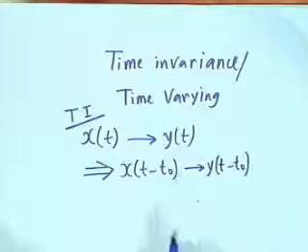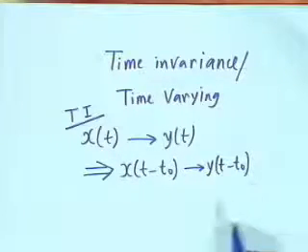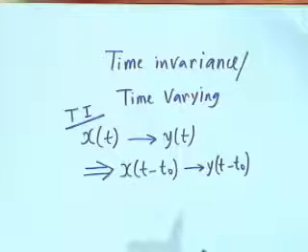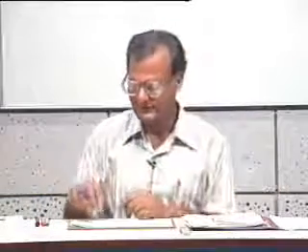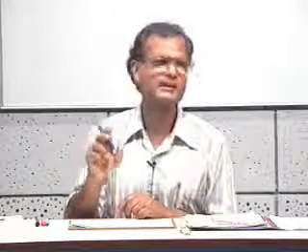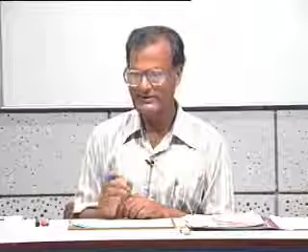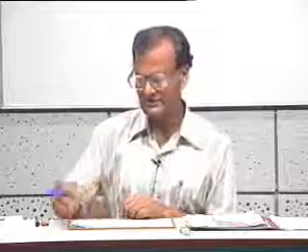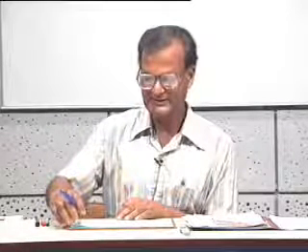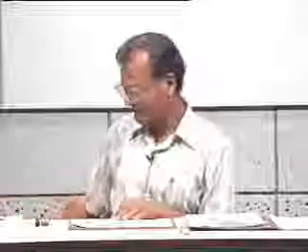Now qualitatively, what does it mean? It simply means that if you do not change the shape of the input, x of t versus t, if the shape remains the same, you only shift it to the right or to the left, then the shape of the output should remain the same. The output will also be shifted by the same amount either to the right or to the left. All right? This is the qualitative meaning of time invariance, and this is what has to be tested to test whether a system is time varying or time invariant.